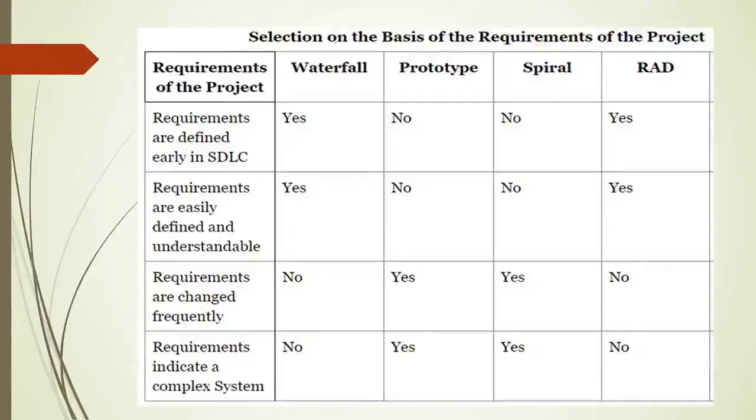Next we'll see selection on the basis of requirements of the project. Selection of a process model based on the requirements is also very important. First, requirements are defined early in the SDLC. At the beginning only, if you know your requirements and you are thorough with them, and the requirements are fixed and you are not going to change them, then you can go for the waterfall model or the rapid application development model.